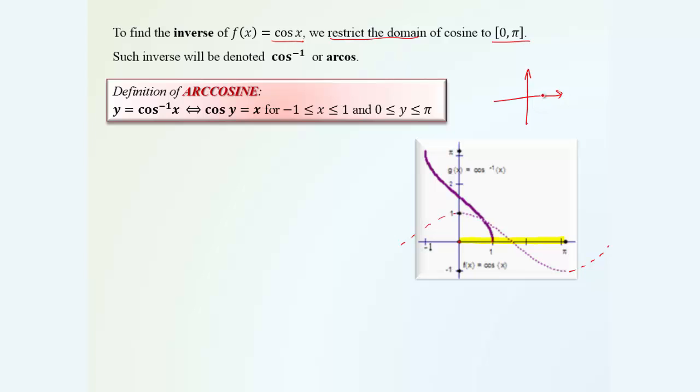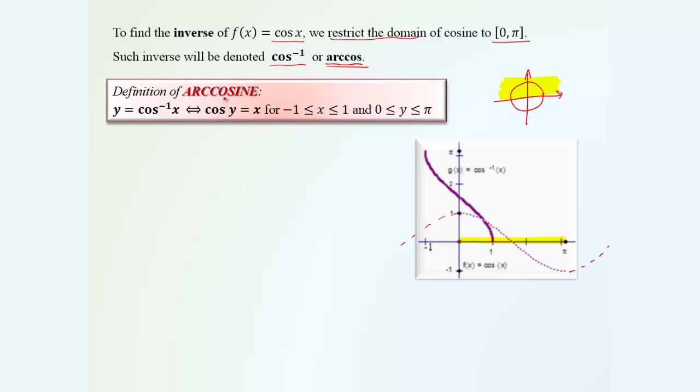if we look at the unit circle, the restricted domain of cosine is in the first and second quadrant. Sine was first and fourth, cosine is first and second. And similarly as before, the inverse function will be denoted by cosine to the minus 1 or arccosine.